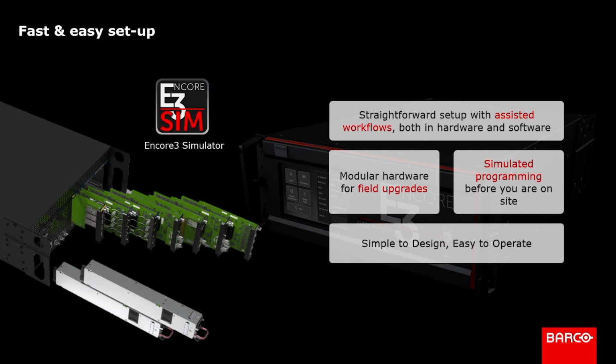Encore3, especially when you talk about the simulator, has a fast and easy setup for when you arrive on show site. We can do simulated programming before you're on site, and modular hardware allows for field upgrades. So if you program with the simulator and you get on site and realize that your cards aren't the same as what were on your simulator, you can switch and swap those as you see fit. Again, we have assisted workflows, both in the hardware and the software, to help you get up and running as fast as possible. And I'll highlight some of those as we walk through the demonstration later.